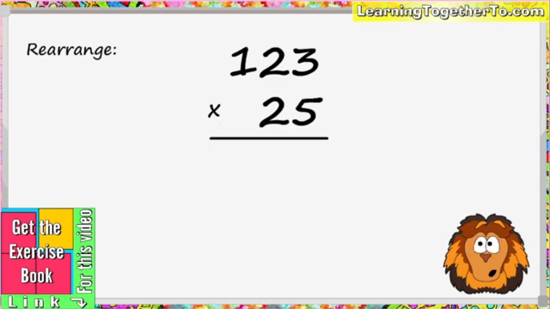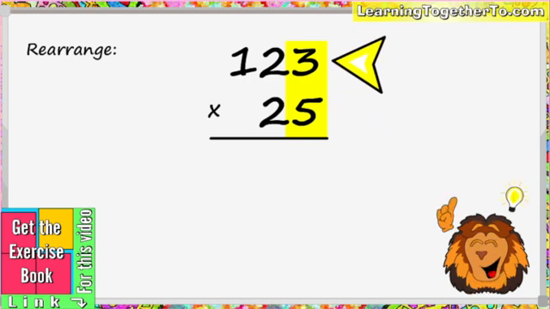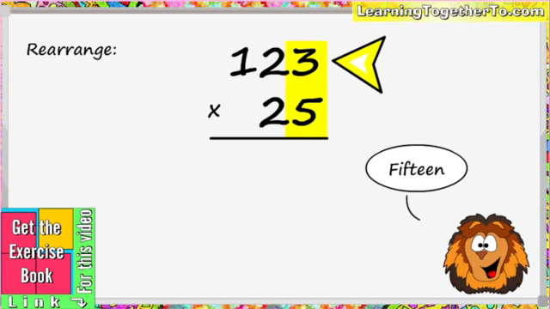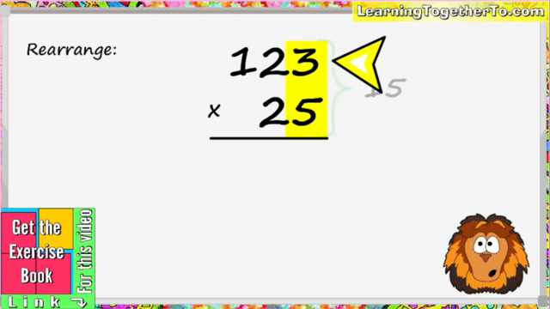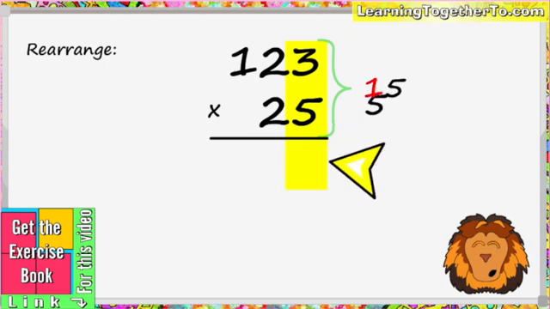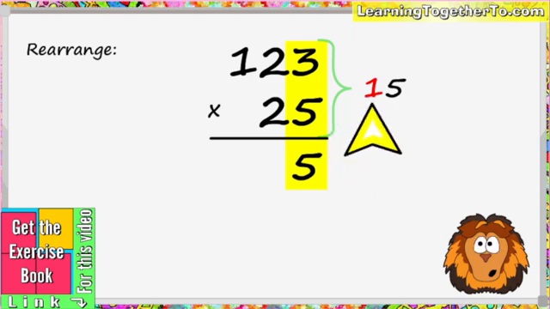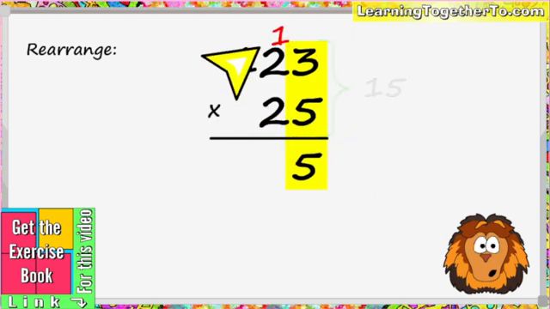Eric, we're going to multiply every digit in 123 by 5 first, starting with the 3 and working our way left. 5 times 3 is equal to 15. Well done, Eric. Our result has 2 digits. Let's write down the 5, but carry the 1 over to the next column.